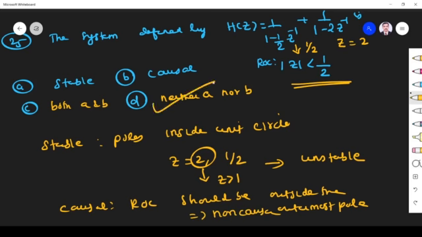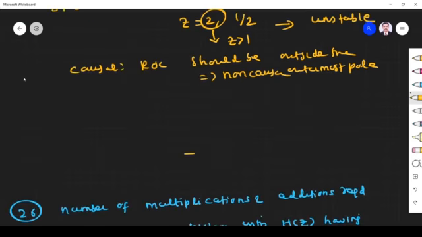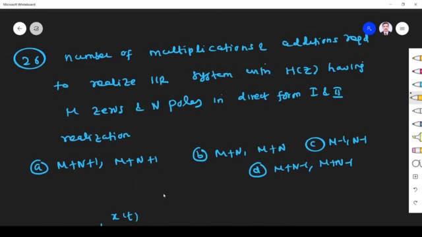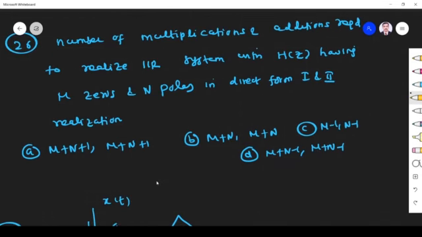So the system is neither causal nor stable. Okay, next question. The number of multiplications and additions required to realize an IIR system with H(z) having M zeros and N poles is given by M plus N plus 1 additions and multiplications. So this number of multiplications and this number of additions are required for an IIR system.